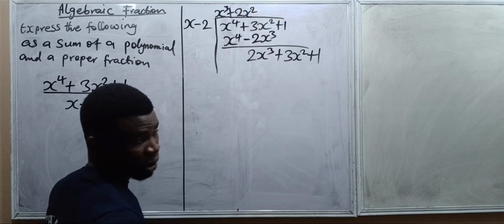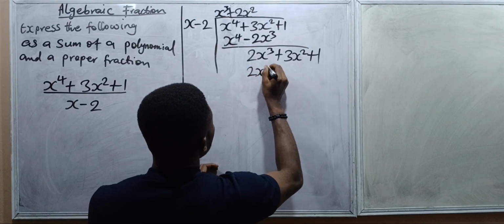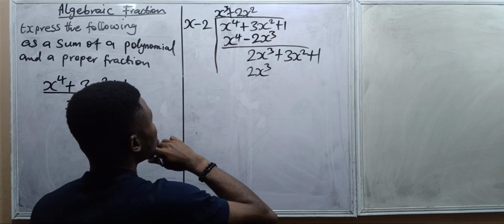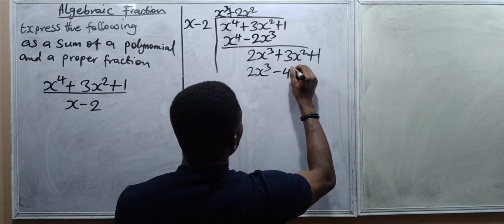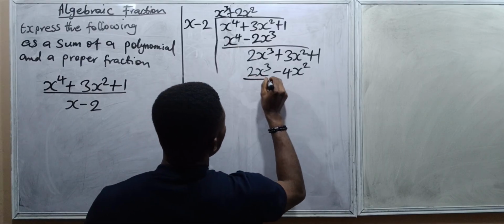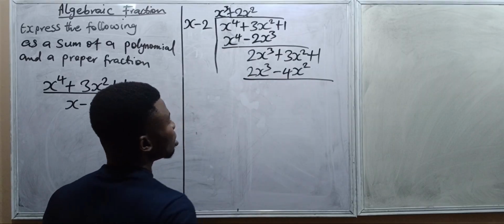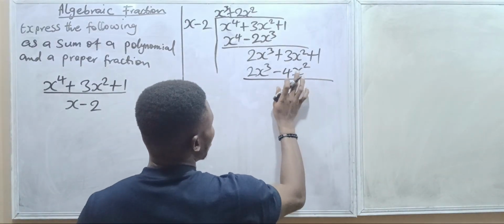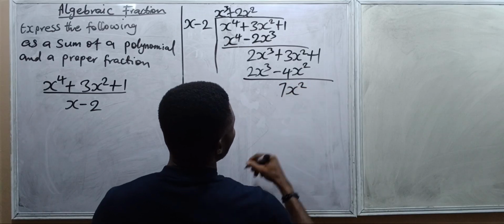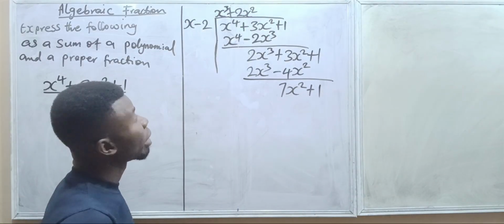2x squared. Now 2x squared times x will give us 2x cubed, right? And then 2x squared times minus 2 will give us minus 4x squared. And then we subtract. This minus this is gone already. Minus times minus is plus, so 4x squared plus 3x squared is 7x squared, and then plus 1.